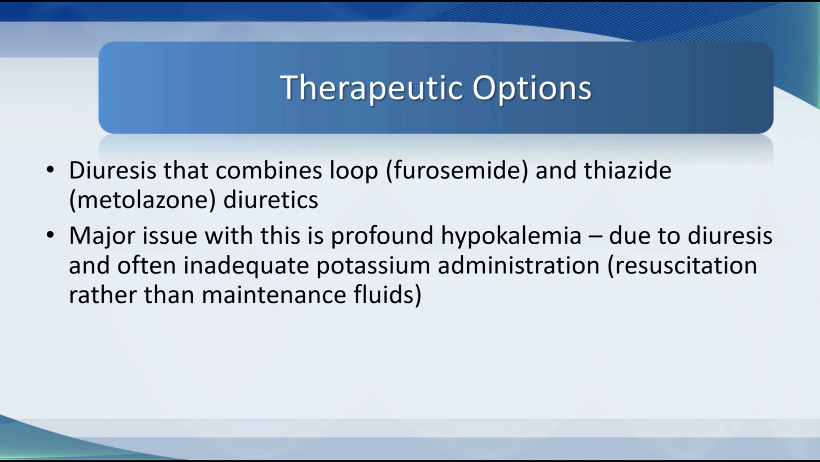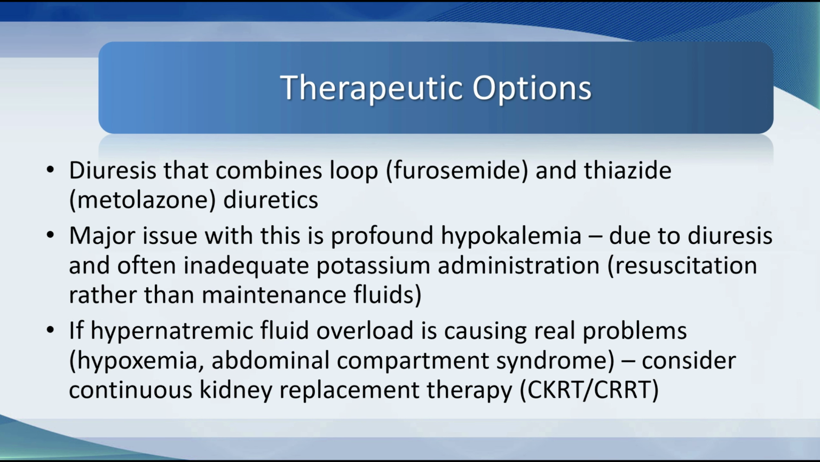Now, the problem with this is that inevitably your patient develops profound hypokalemia due to the diuresis and often inadequate potassium administration. Remember, if the patient's been getting a lot of resuscitation fluids, they're grossly undertreated with potassium. You need about the same amount of potassium as sodium per day, and resuscitation fluids have very little potassium in them. In the case of saline, there is none. If hypernatremic fluid overload is causing real problems, hypoxemia, abdominal compartment syndrome, etc., consider using continuous kidney replacement therapy.